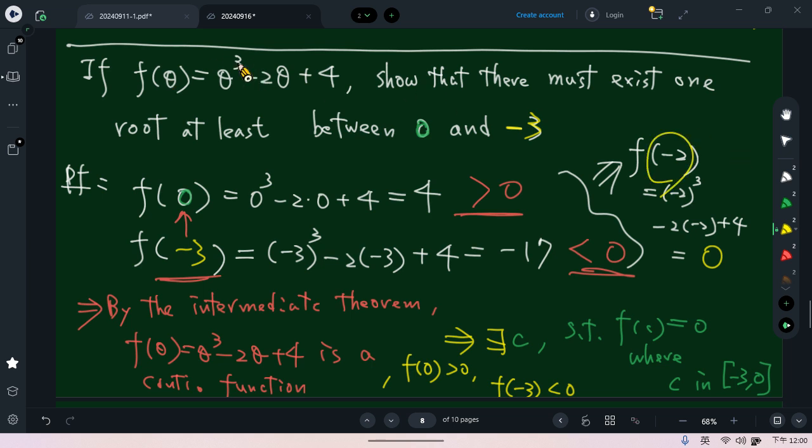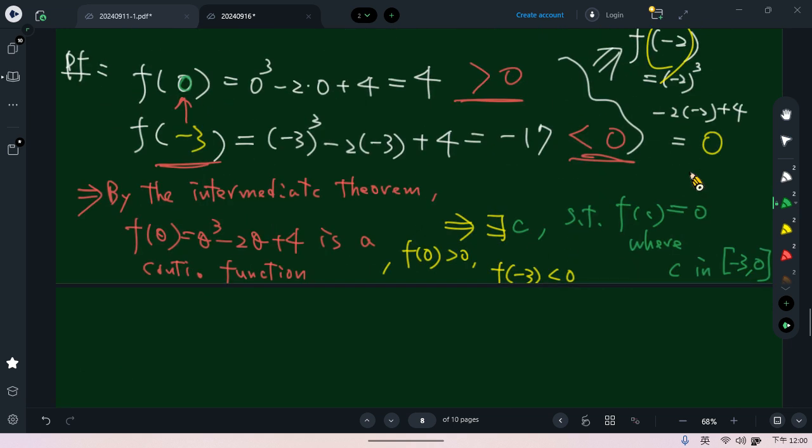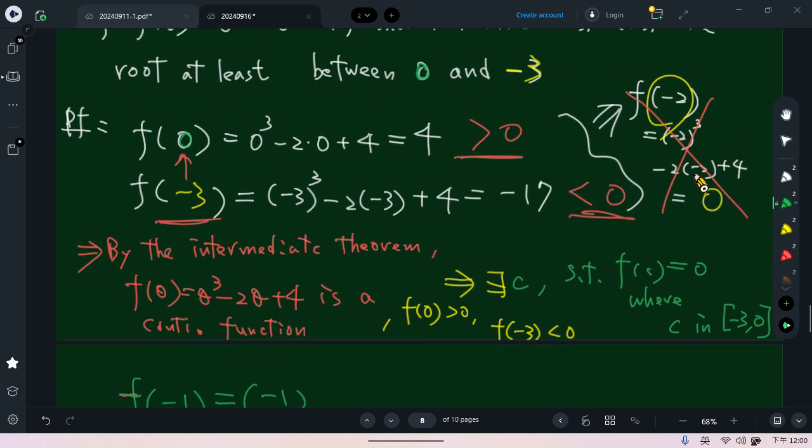But since the degree is 3, so we still can. No, maybe this is not a good idea. Oh, so I should buy the lottery, right? Because I directly hit the answer. So maybe this is not a good example. Okay, I will try f of -1. Actually, I cannot say it's not correct. Actually, this is the root. I directly get the root.